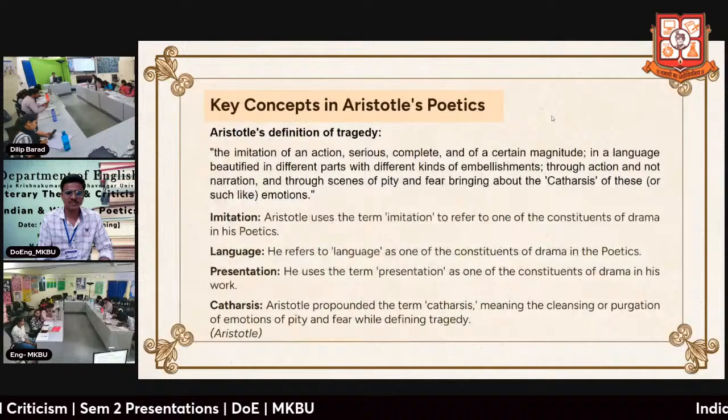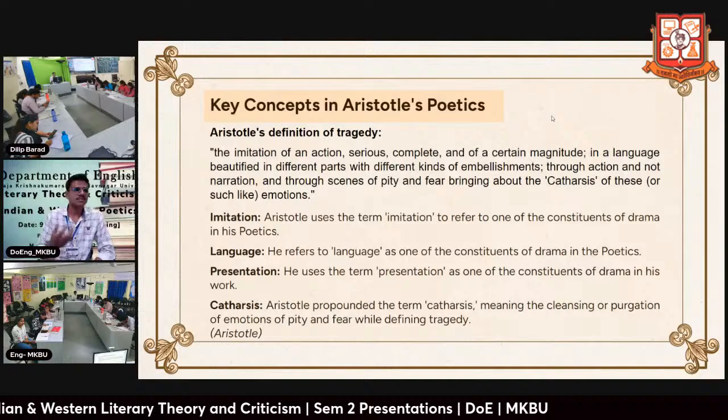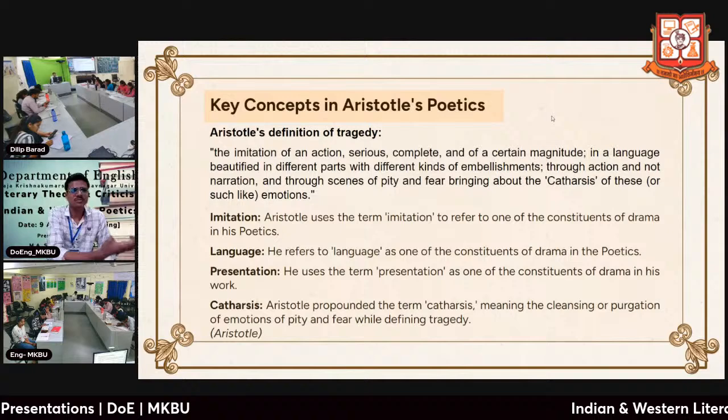Key concepts in Aristotle's Poetics: first of all, Aristotle's definition of tragedy is given. In tragedy, the main part is imitation. Imitation means that whatever content the writer is taking is originally from the real world. So it is the imitation of action, as we know.